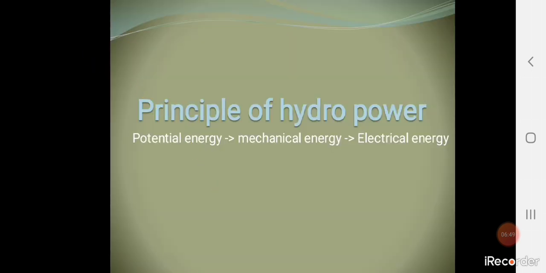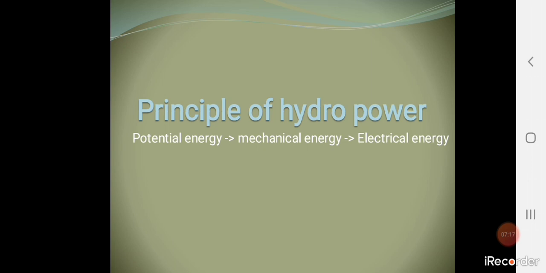Now, principle of hydropower. First, let's see what we mean by a hydropower plant. It is also known as a hydroelectric power plant, used to obtain mechanical and electrical energy from stored water by making it flow with force or pressure over turbine wheels.